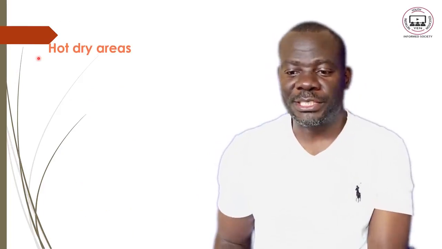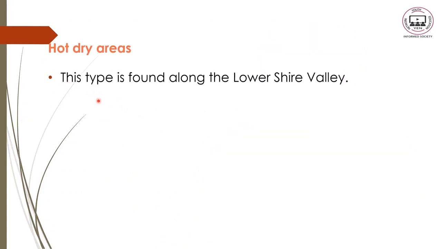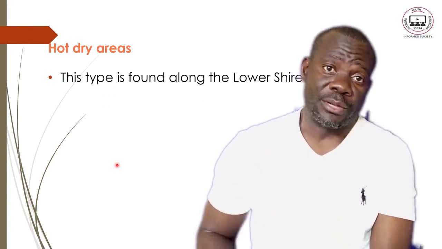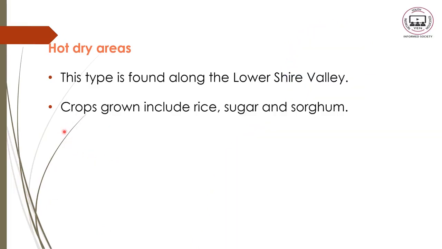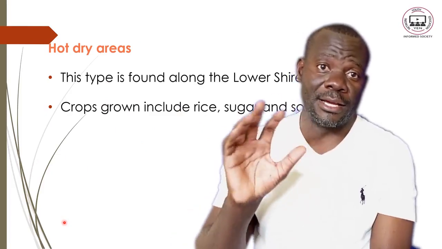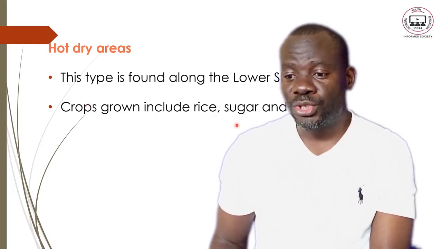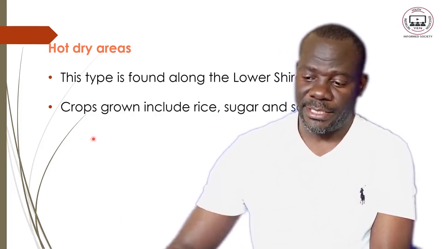Now let us look at the hot, dry areas in Malawi. This type of area is found along the Lower Shire Valley. So in the Shire Valley, that's basically where you have the hot, dry areas. And also, crops grown include rice, sugar, and sorghum. Basically, you find those crops in those areas.